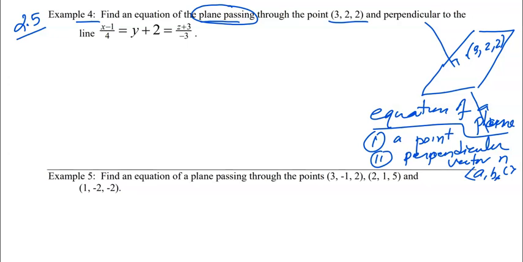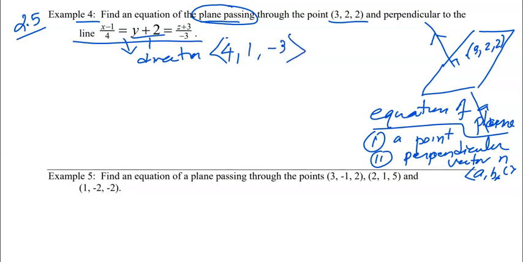So since this line is perpendicular to the plane, what is the direction of this line? The direction, right? You guys remember this one? (4, 1, -3) is the vector, right? That's a perpendicular vector to the plane. That's the direction of the line, the direction vector of the line. This will give you the direction vector, right? That's the line anyway.